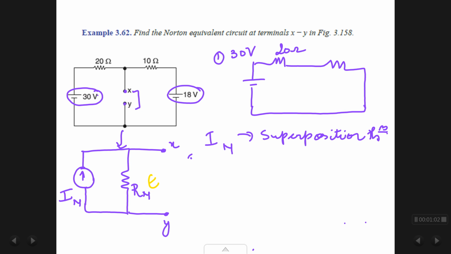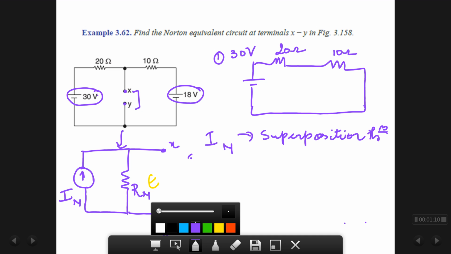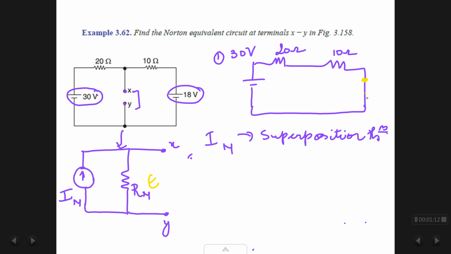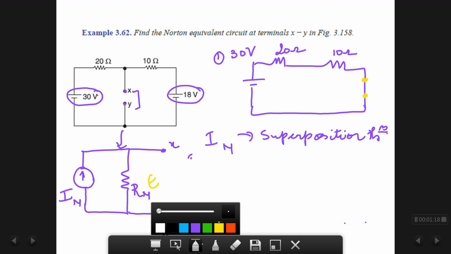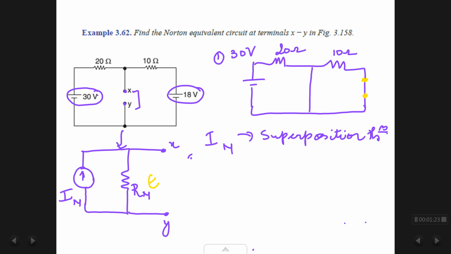20 ohms, 10 ohms, you will short it because it's a voltage source. I'll show it with a different color. You have shorted it over here. And what do you do to your load terminals? Your load terminals, if there was a resistor, you would remove that resistor and you would place a short. Now your job is to find the current in this short with this source only present in my circuit. That current I will call IN1 because it is due to the first source of 30 volts.